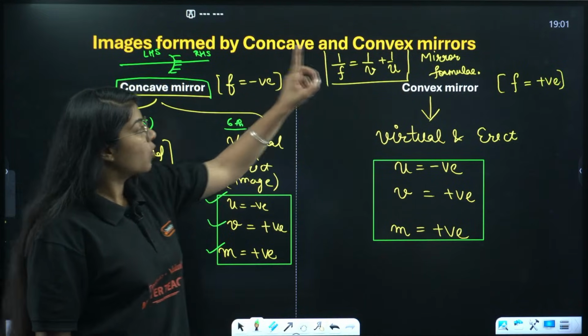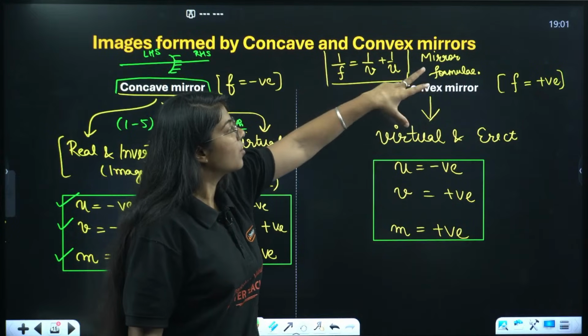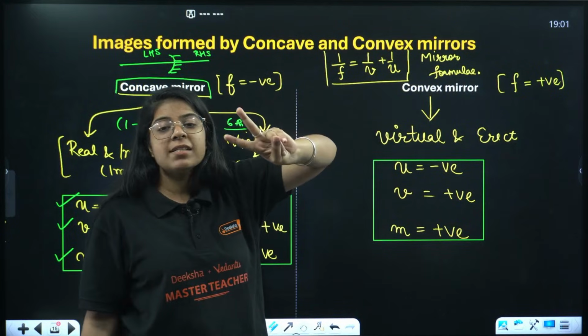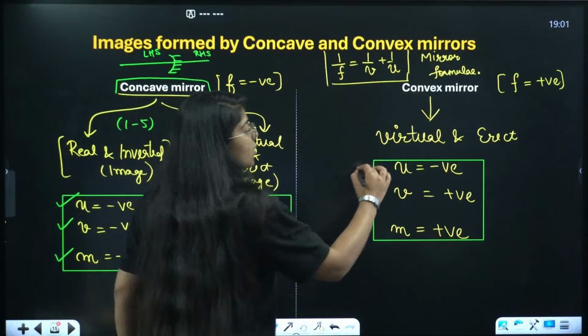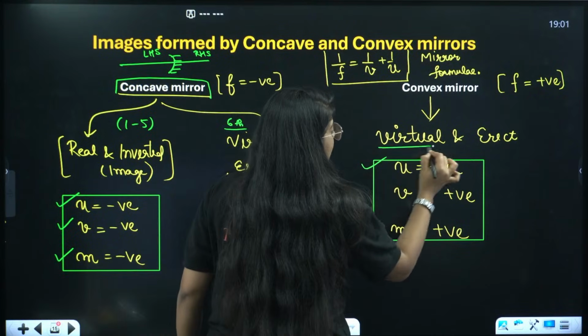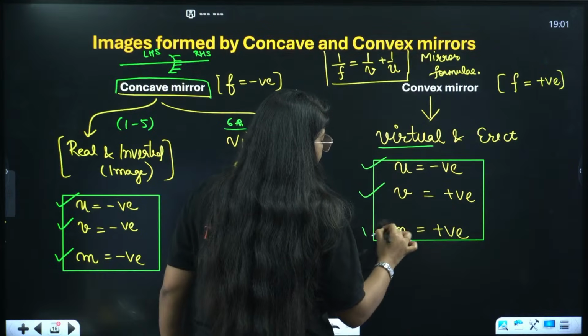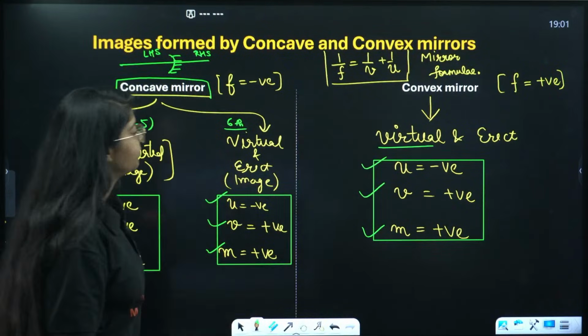Then moving on to the convex mirror. This is the mirror formula. For convex mirror, both cases form virtual and direct images, and it is always diminished. u is always negative. For virtual and direct, v is positive and magnification is positive. Done.